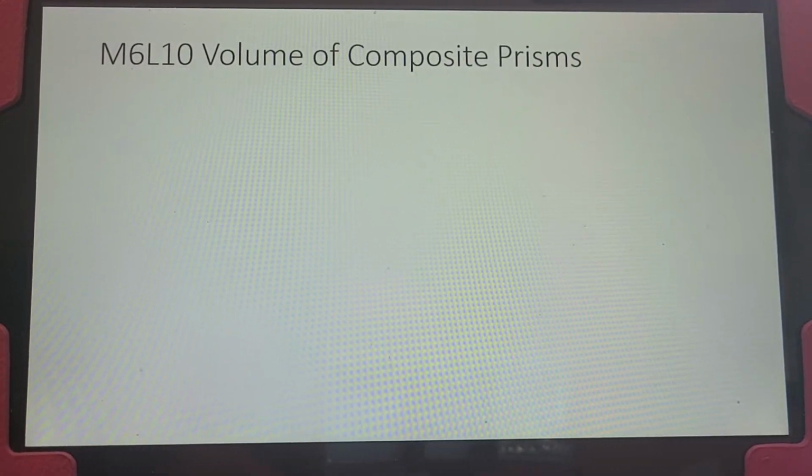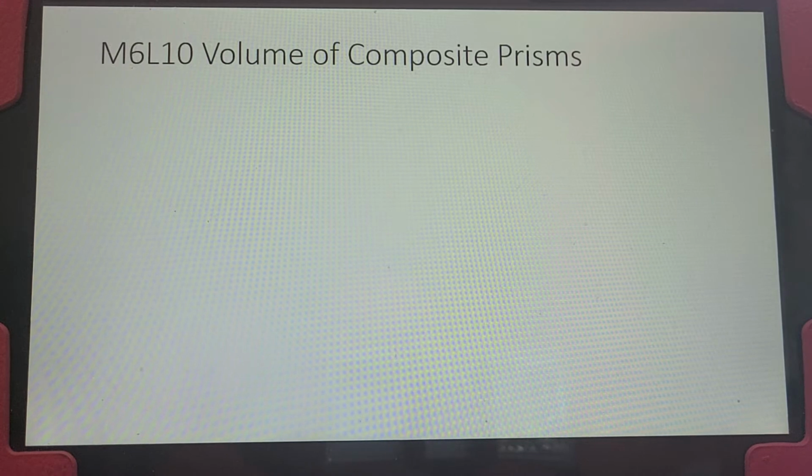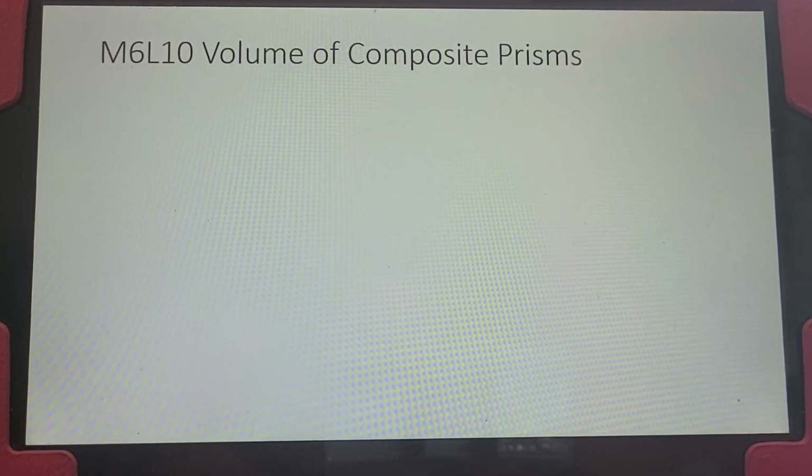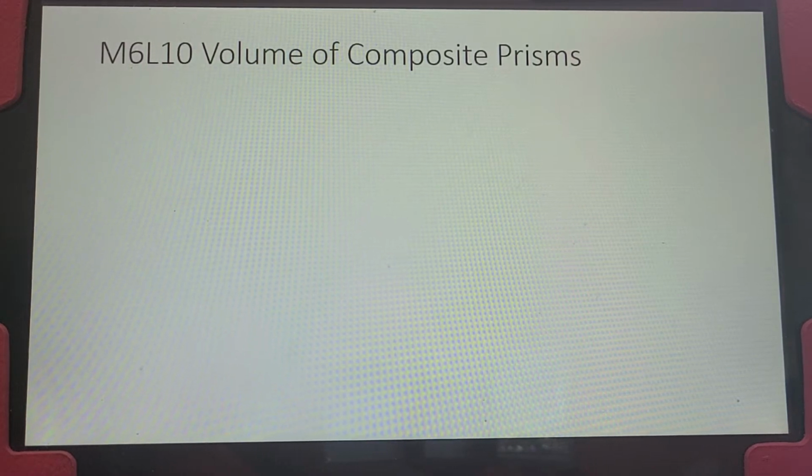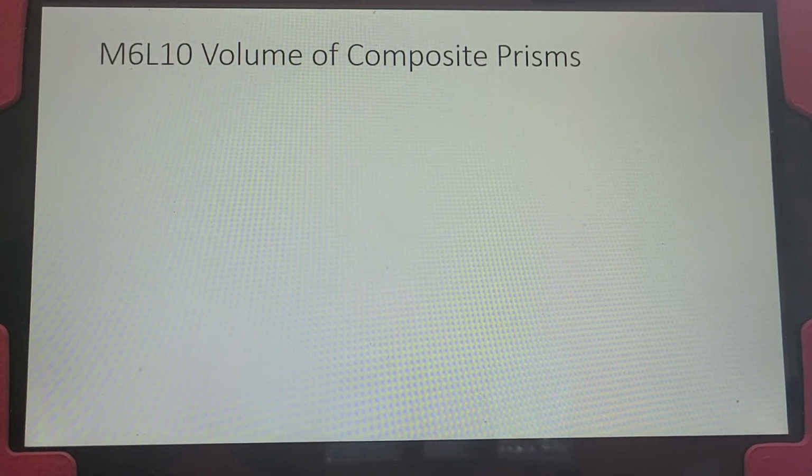Hello students, today we are going to be working on volume of composite prisms. Now prisms are just two 3D objects added together, and we're going to be finding the volume of each. Now remember that volume is three-dimensional, and we're going to walk you through how to do all of this.